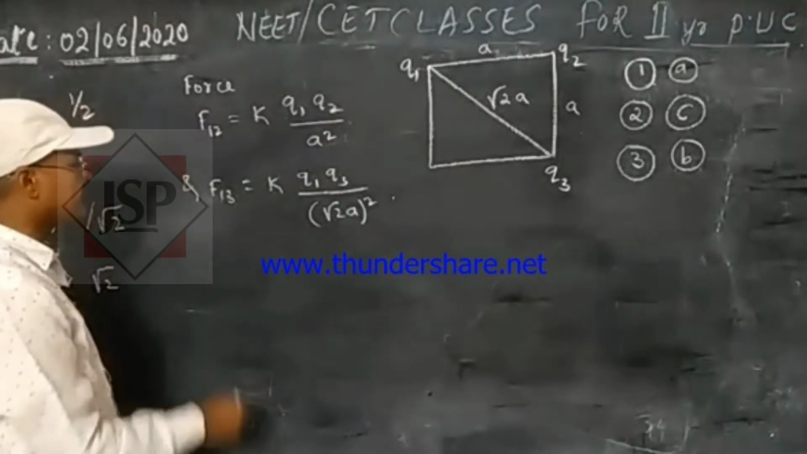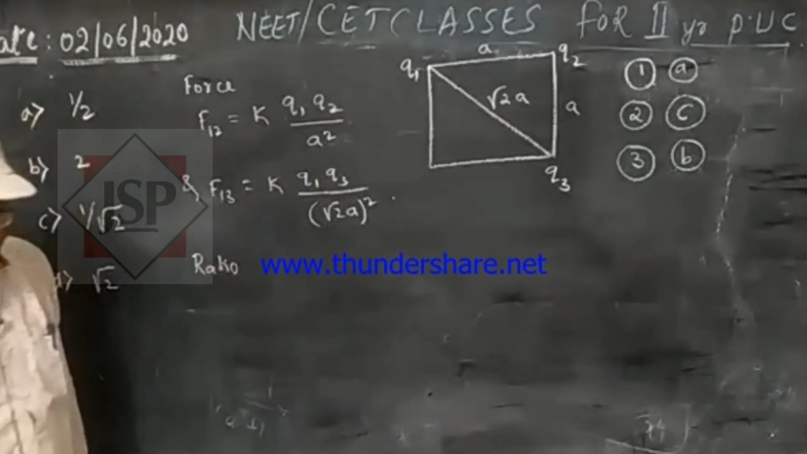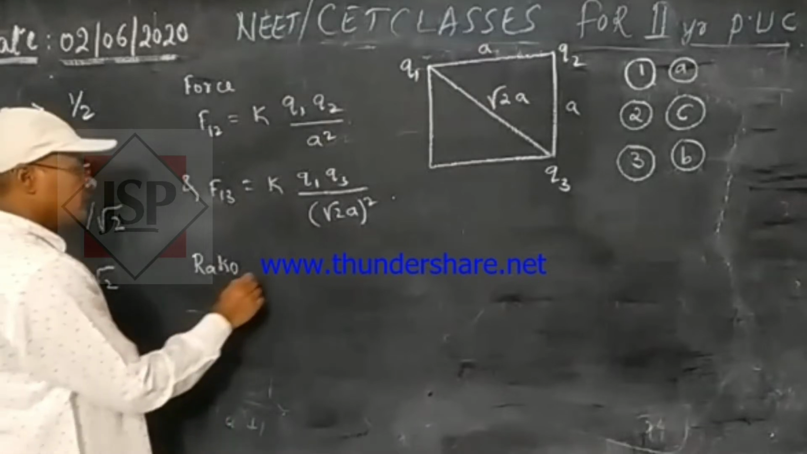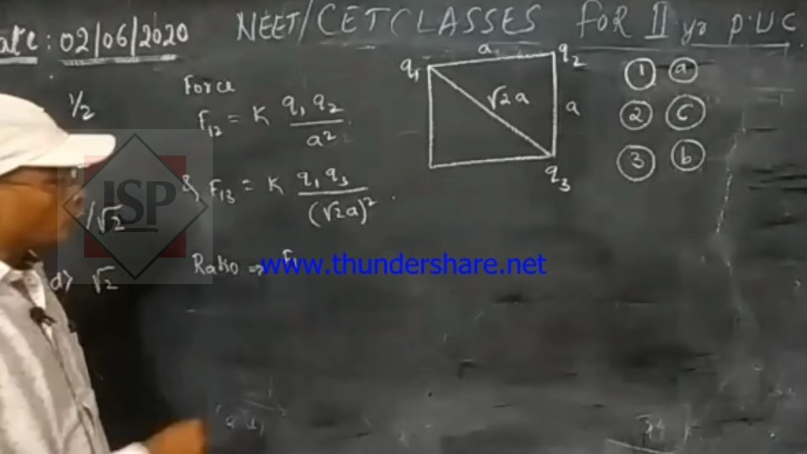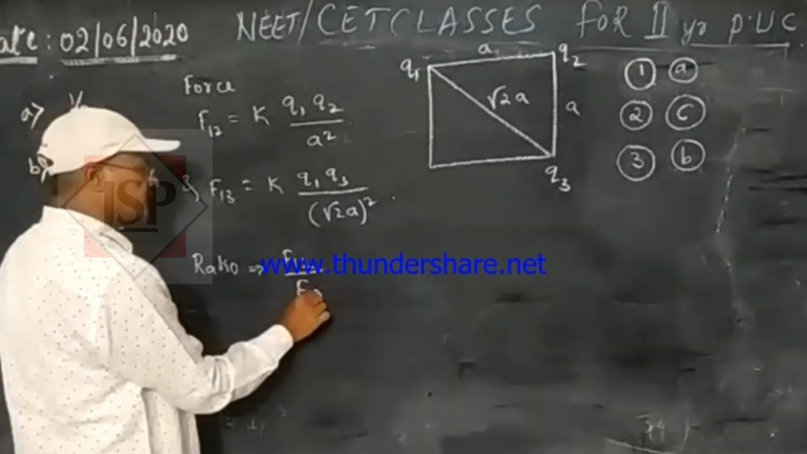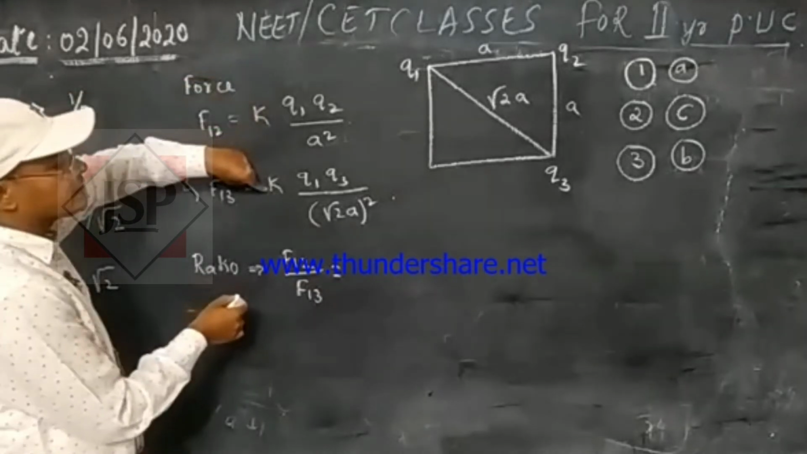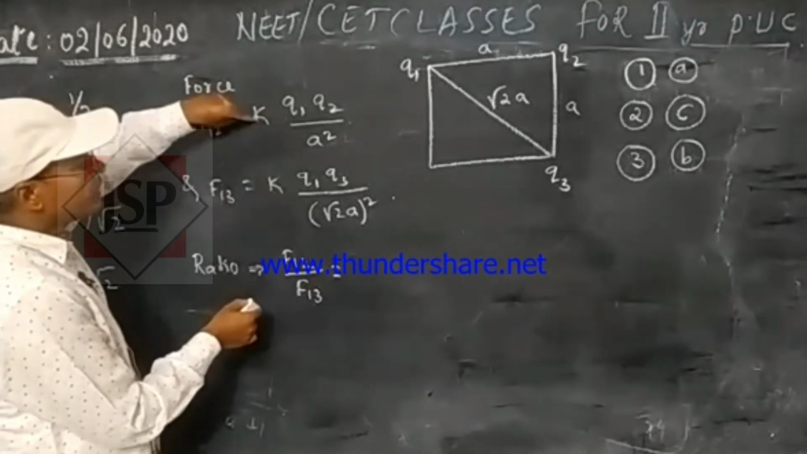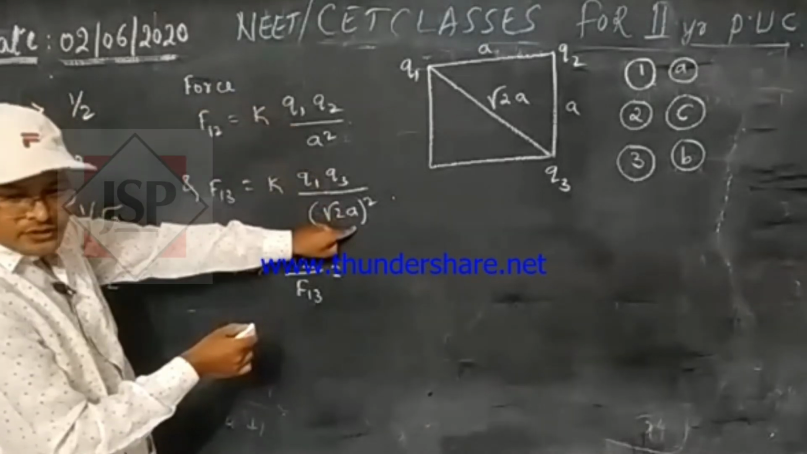Now we are going to take the ratio. So we can take the ratio of this: F12 divided by F13. K gets cancelled. Okay, so K gets cancelled. Then A square also gets cancelled.